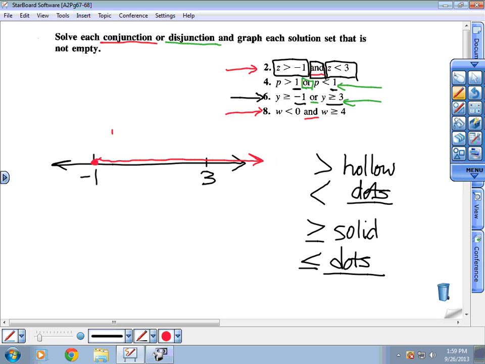So the red is y is greater than or equal to -1. Now, y is greater than or equal to 3 means I'm going to include 3 and go to the right. Since this is an OR situation, no matter what point I choose, it makes the statement true on this graph. So my graph includes -1 and goes on forever this way, and that's the whole graph of the disjunction.